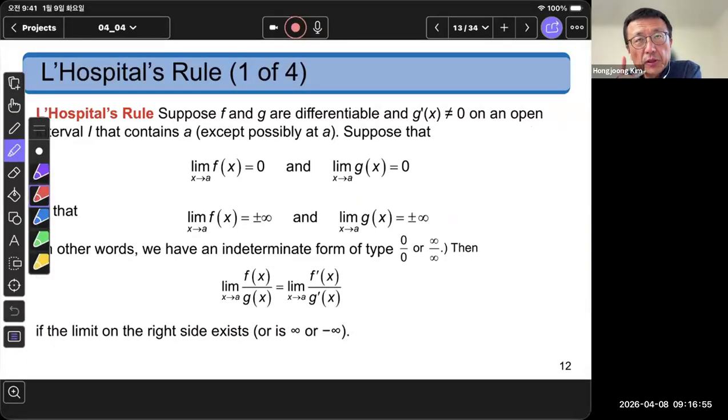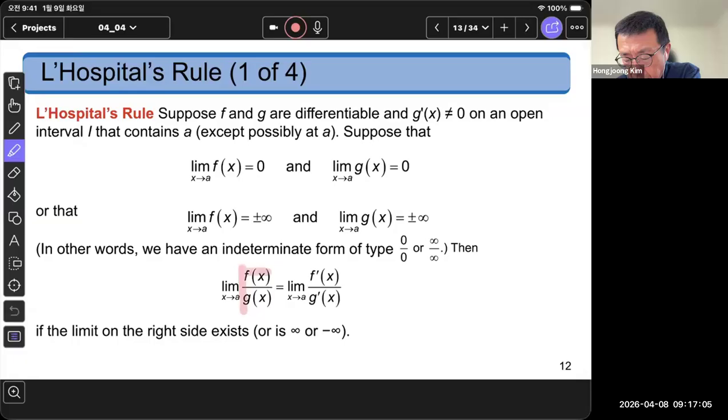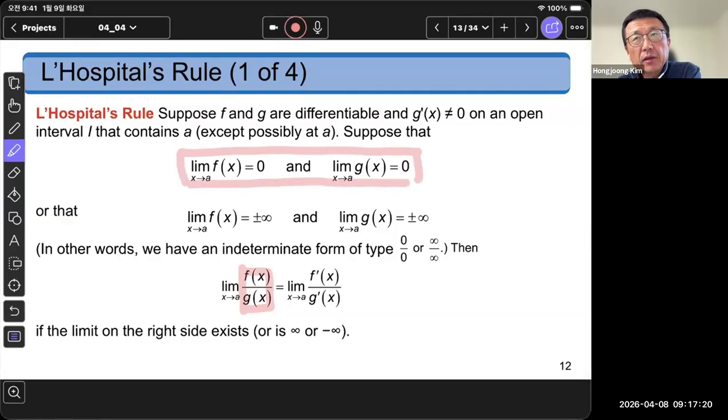So L'Hopital's rule is the following. As I said, if you have a problem of the type limit of f(x) over g(x), and if both f and g go to 0 as x approaches a, or if both diverge to plus or minus infinity, in that case, the limit of f over g can be computed by the limit of f prime over g prime. So this is the L'Hopital's rule.